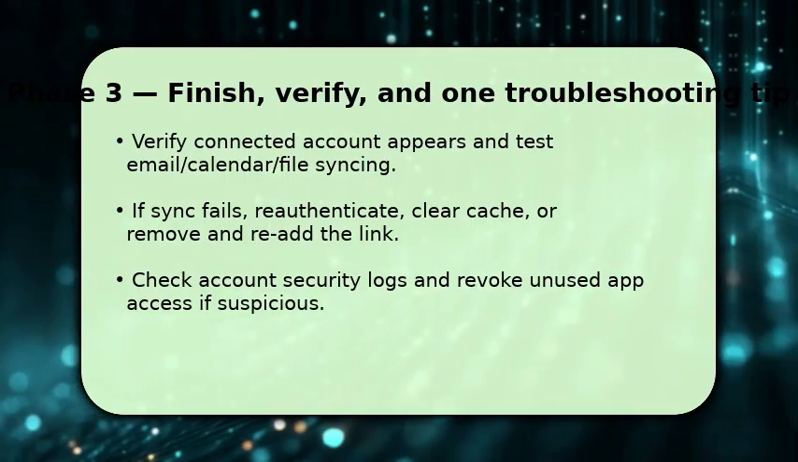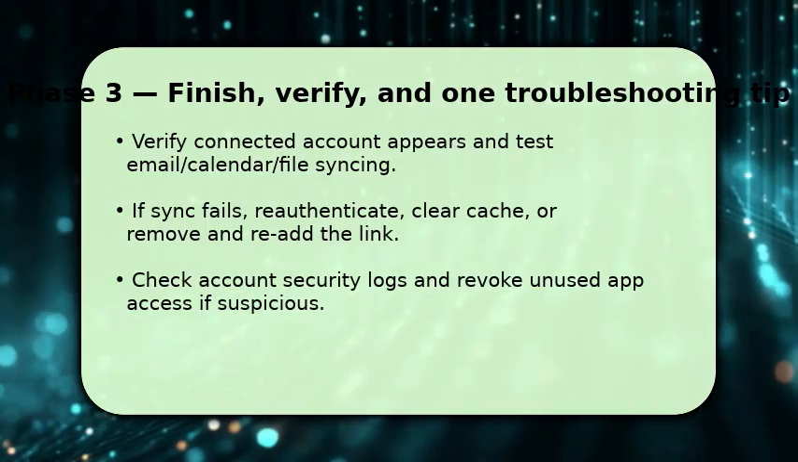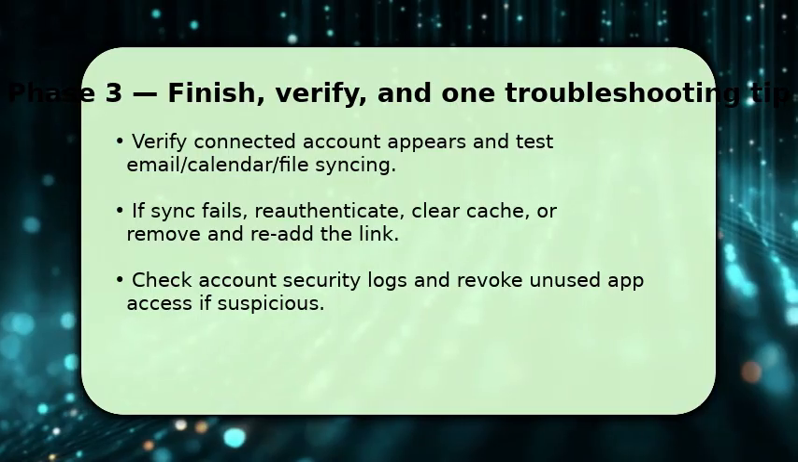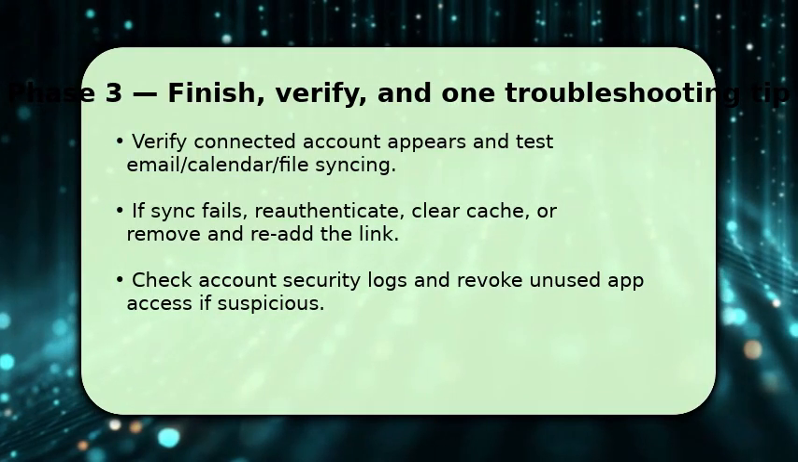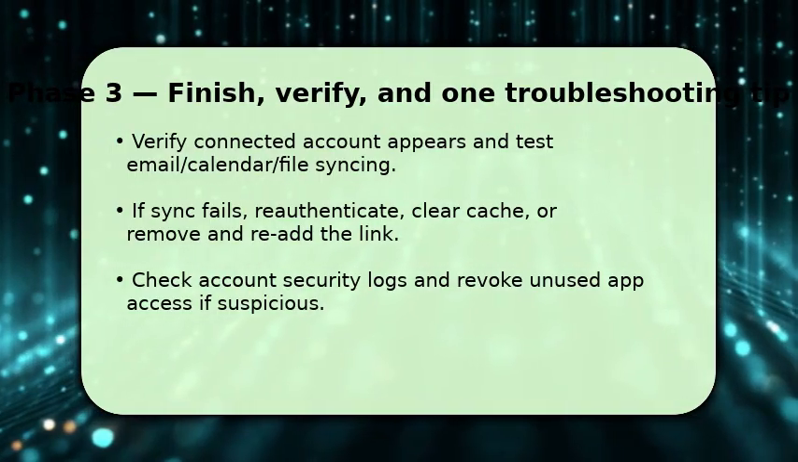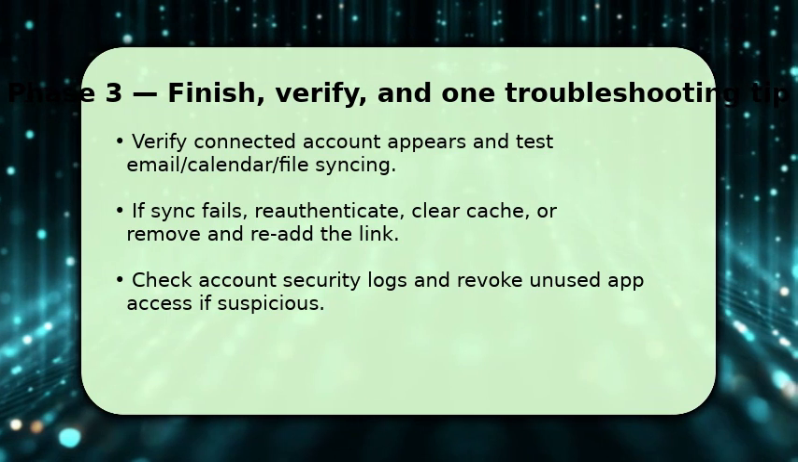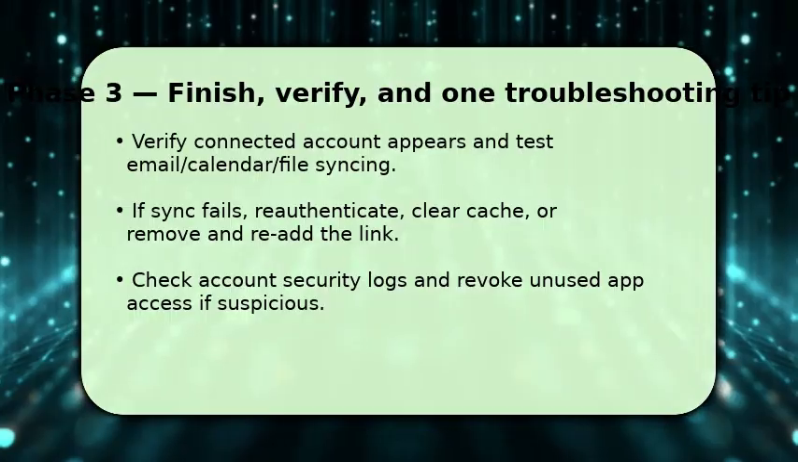If something fails, sign out both accounts, clear browser cache, and re-authenticate. Removing the linked account and re-adding it usually fixes OAuth glitches. Make sure to check security logs on both sides for rejected sign-ins. If persistent errors occur, temporarily disable browser extensions and try again. That resolves most interference issues.